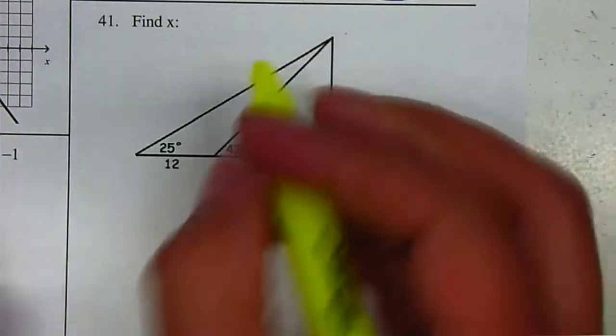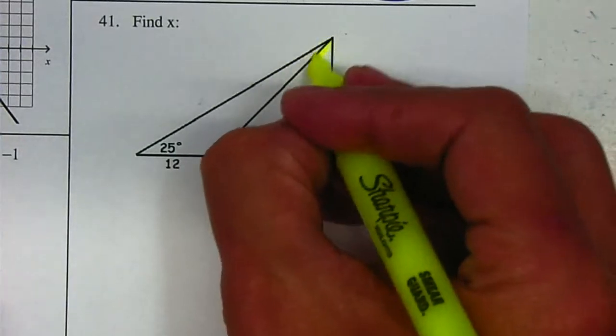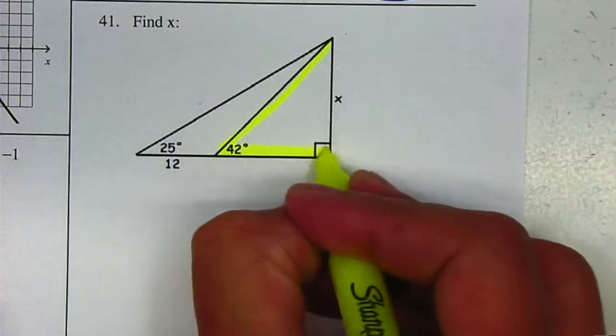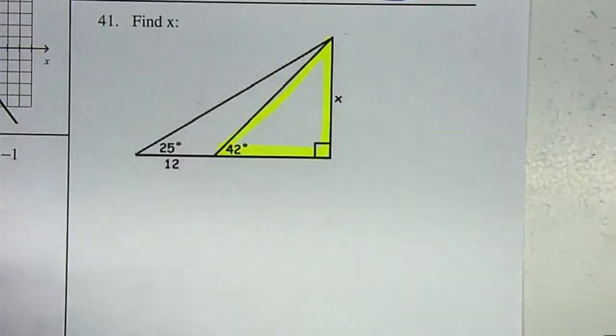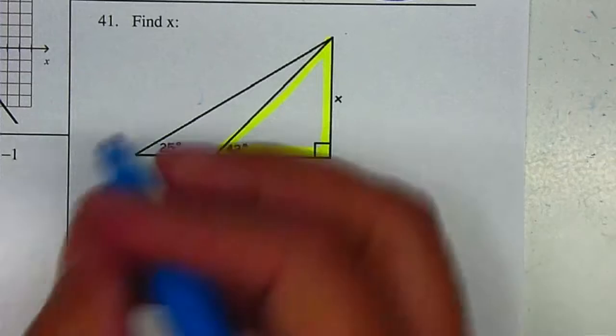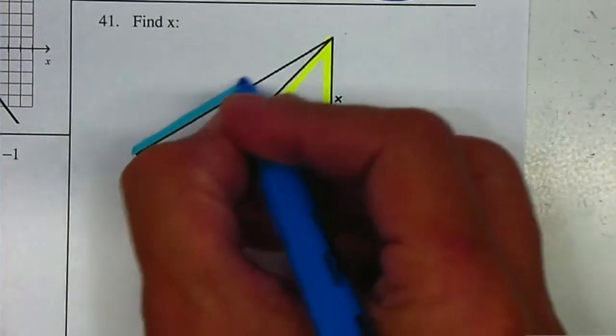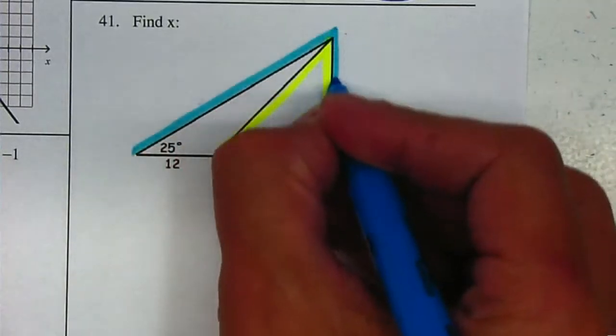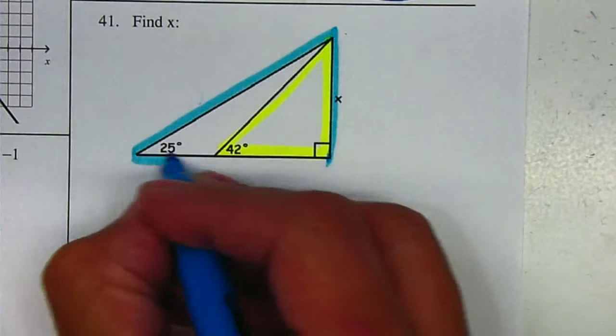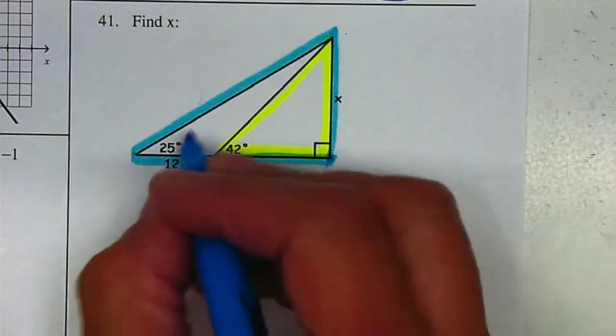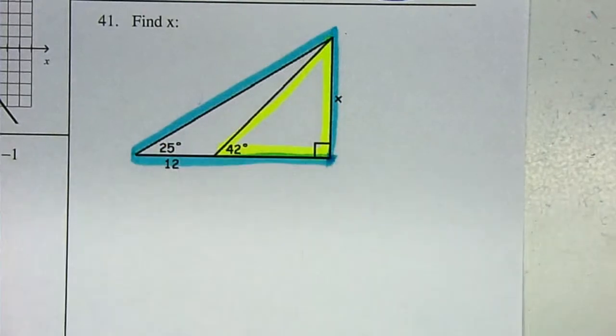Your first triangle will be the smaller triangle. That's right here. Your other triangle will be this larger triangle. And we're going to be using those two angles that they provided for us. And now we have two right triangles. Remember, we've only worked with right triangles up to now.